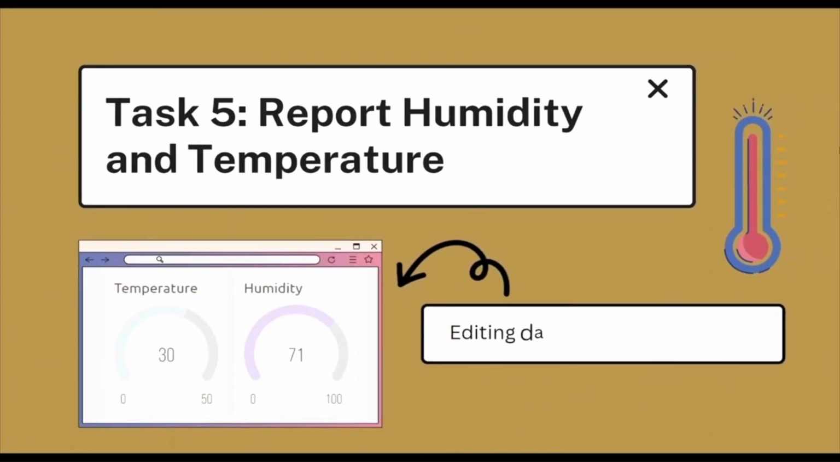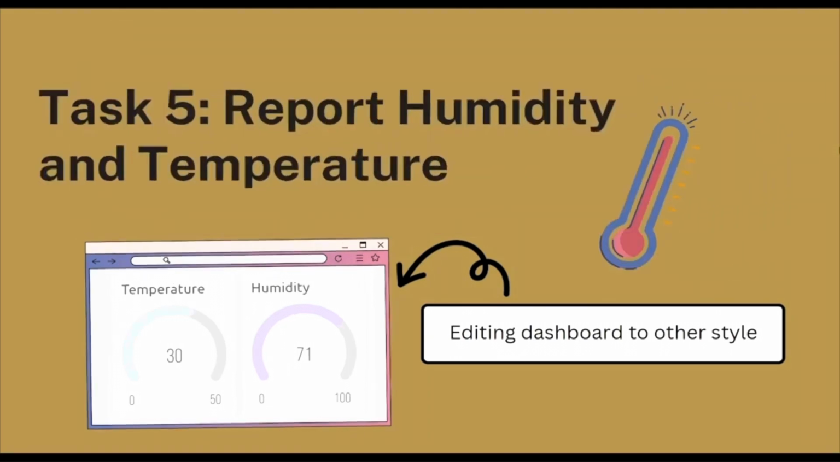Moving on to task 5, we will be discussing how to report humidity and temperature readings in the Blink app. To do this, we will edit our Blink app to include a gauge widget, which will display the current humidity and temperature readings. To add the widget, we will go to the Blink app and select the Widgets tab. From there, we will select the gauge widget and drag it onto the screen. We can then customize the widget by changing its size, color, and range.